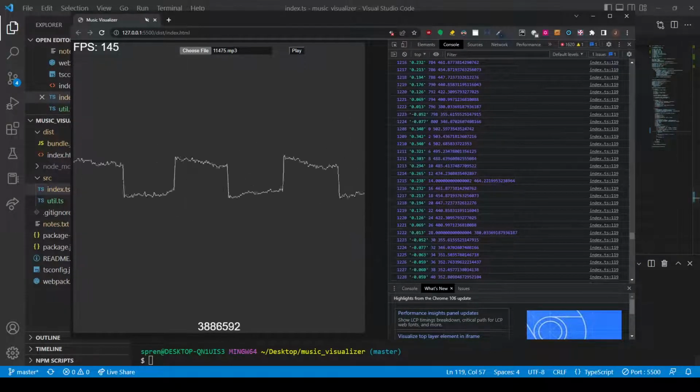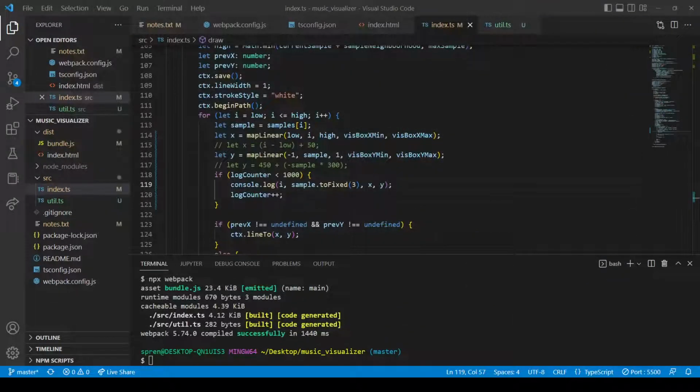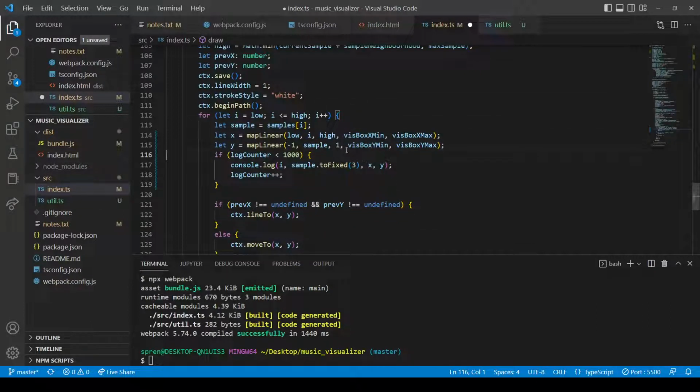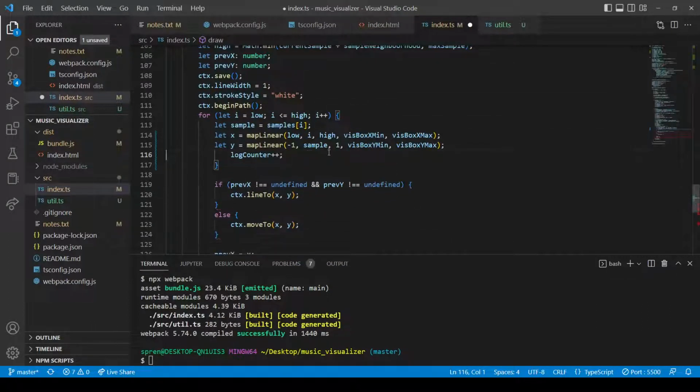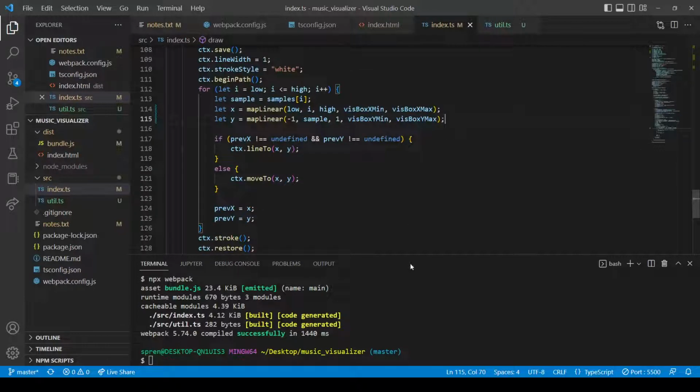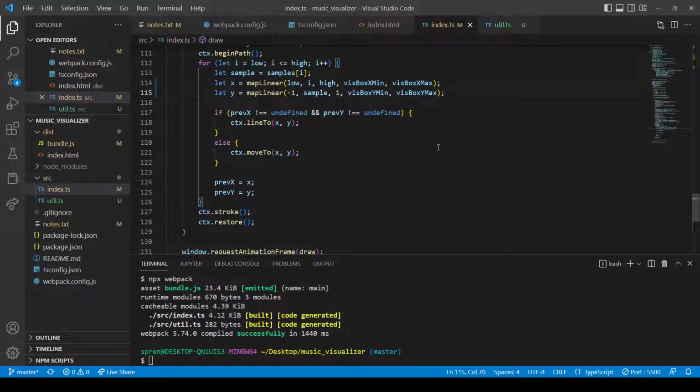Cool, great. Perfect. Okay, so this gets to go away. This gets to go away. Our map linear function is now understandable, or our drawing code is now more understandable. Yay!